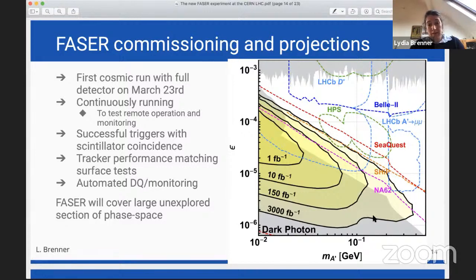So what you can see here on the right is the phase space that FASER will cover. If you look at the yellow area, which says 150 inverse femtobarn, this is about the area we will cover during Run 3 of the LHC. So you can see that this really covers, compared to, for example, Belle 2, which we've just heard some stuff about, a very different phase space.